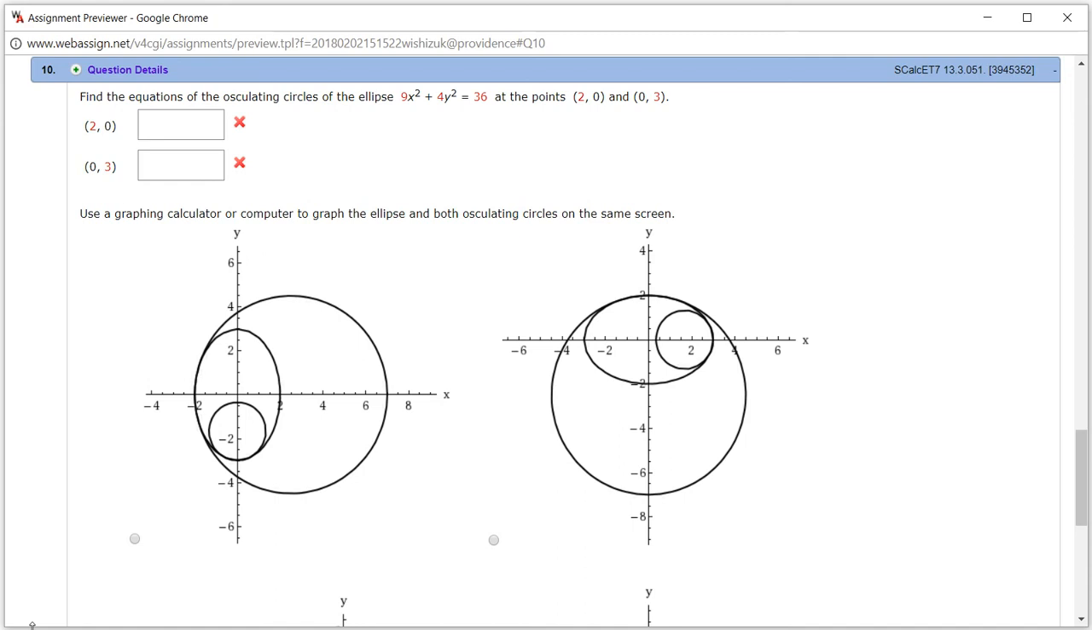All right, let's look at homework 13.3, problem number 10. We want to find the equations of the osculating circles of the ellipse 9x squared plus 4y squared is equal to 36 at the points (2, 0) and (0, 3). The osculating circles are the circles that touch the curve and have the same curvature as the given curve. So let's try to find that.